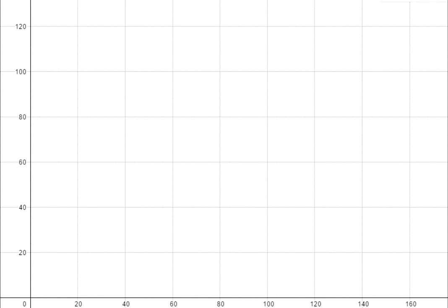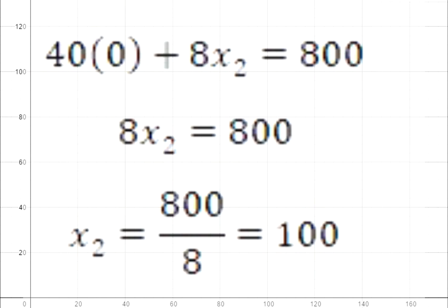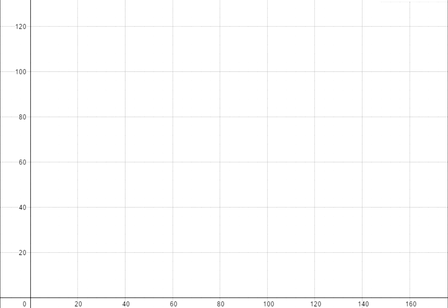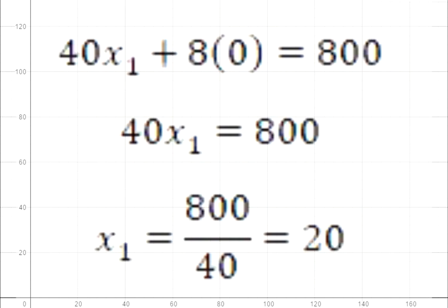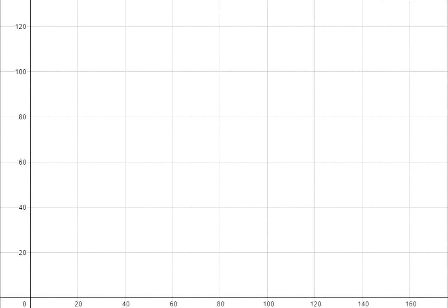Next, we will set the Cartesian plane as follows. Then we will set the value of x1 from the first constraint to 0 in order to solve for x2. Now we will solve for the value of x1 by equating x2 to 0. To plot R1, we will have as coordinates the points (0, 100) and (20, 0), and when graphing it will be as follows.